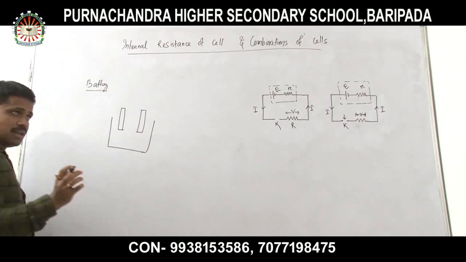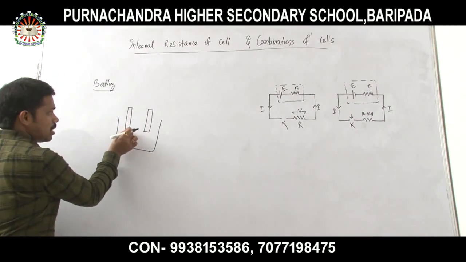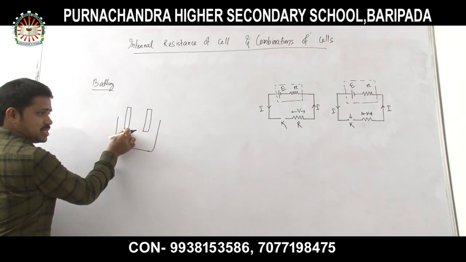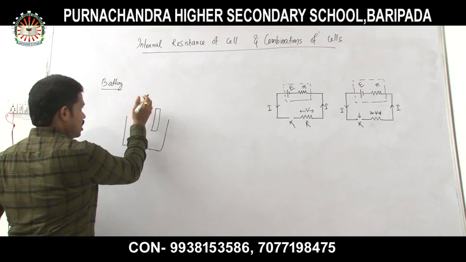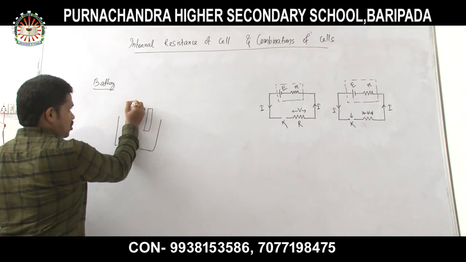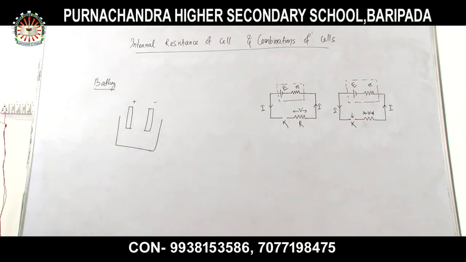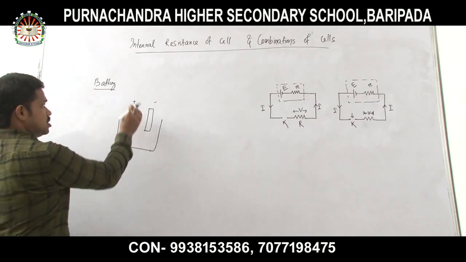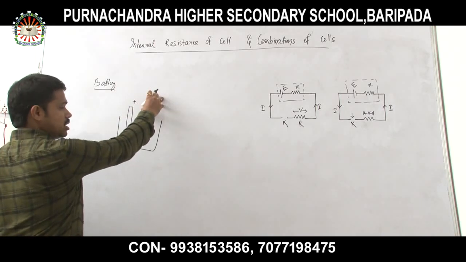A cell consists of two terminals. One is the anode, another one is the cathode. Very simple. The anode terminal is your positive terminal. The cathode terminal is your negative terminal. So a single cell consists of two electrodes. One is positive, that is the anode terminal. Another one is negative, that is the cathode terminal.